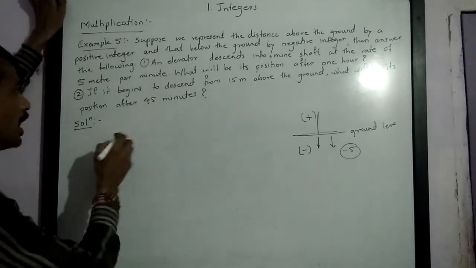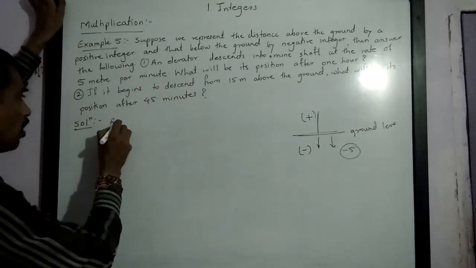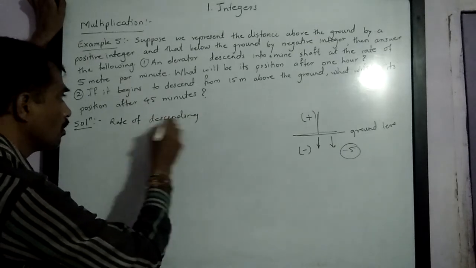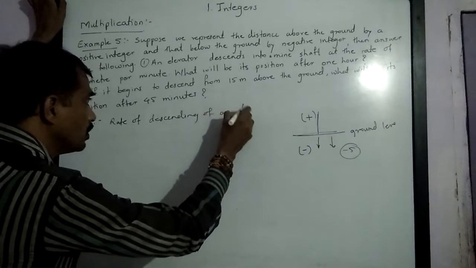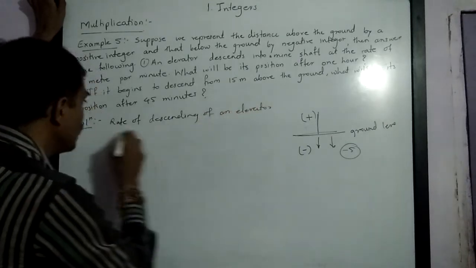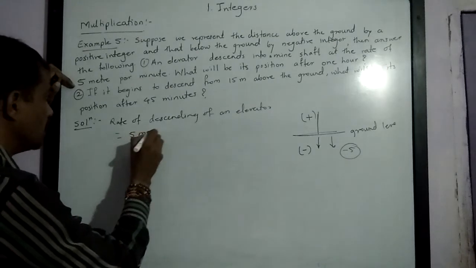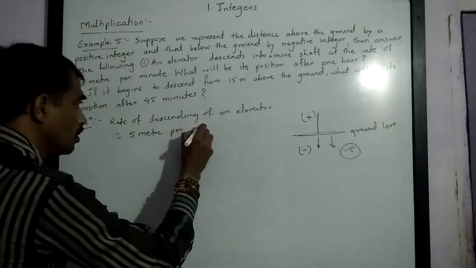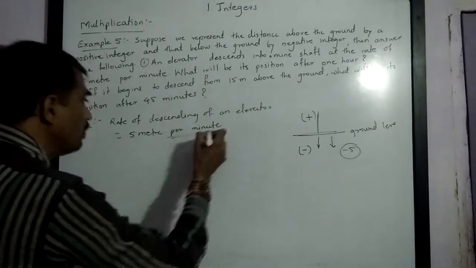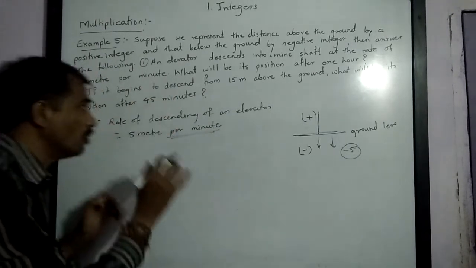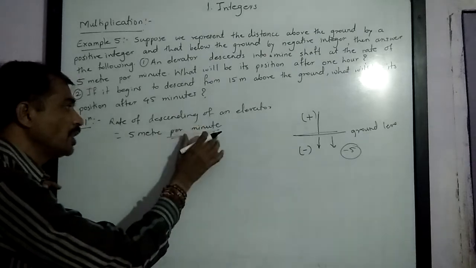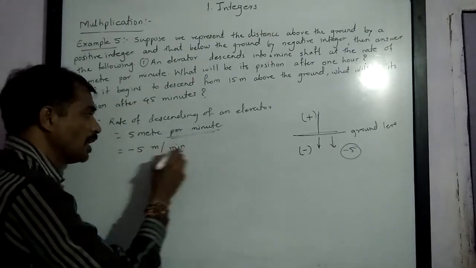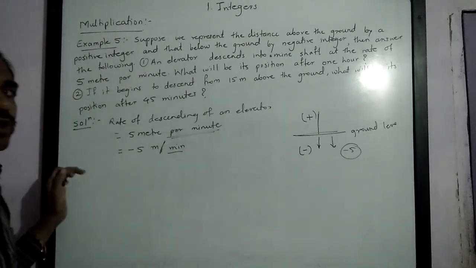an elevator descends into a mine, rate of descending of an elevator is equal to 5 meters per minute. Try to understand this per minute. Per minute means every minute it goes 5 meter down. Now since it is going 5 meter down, it is represented by -5 meter per minute. Please understand this per can be written in this way also, slash.